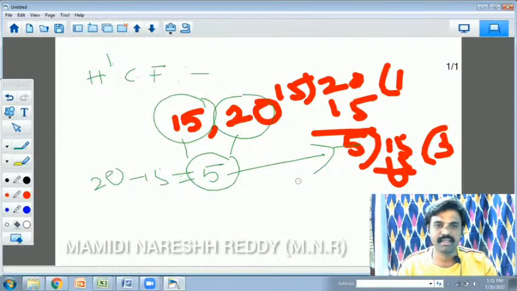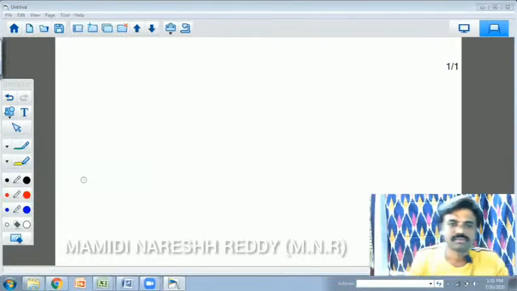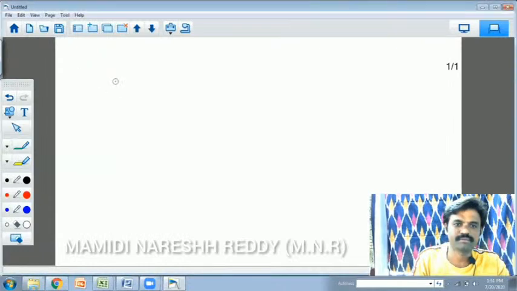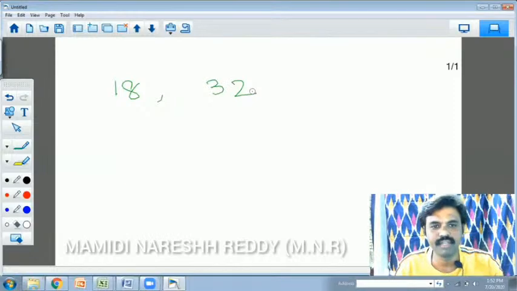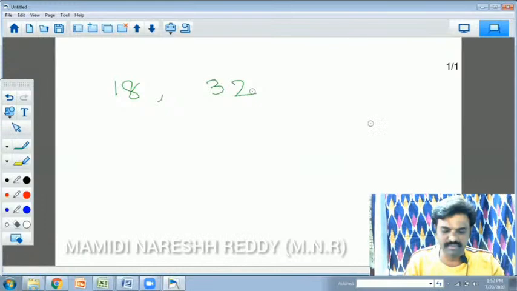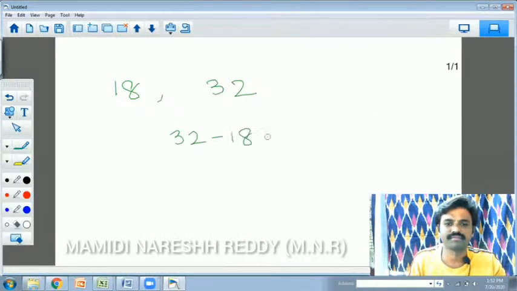Let us take one more example for GCD. For example, I am taking 18 and 32. We need to find the GCD of 18 comma 32. Now, as we discussed, let us find the difference of 32 and 18. It is nothing but 14.